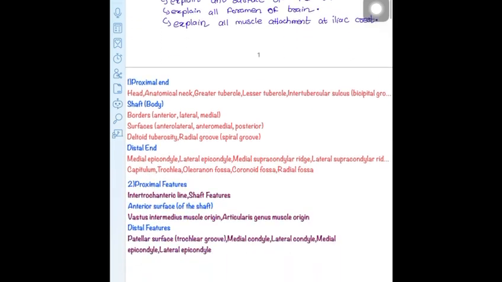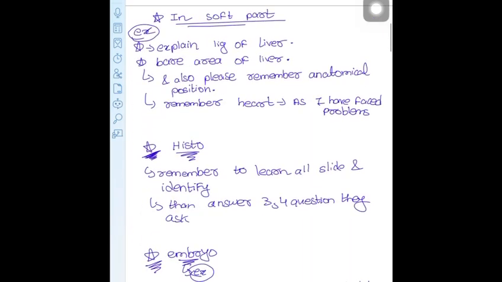Explain all the muscle attachments at the iliac crest. So you have to explain all the muscle origin and insertion on that iliac crest part. In soft part, explain ligaments of the liver. Then you have to tell all the three ligaments, to and from where it is attached and where it attaches to other parts. Then bare area of the liver.